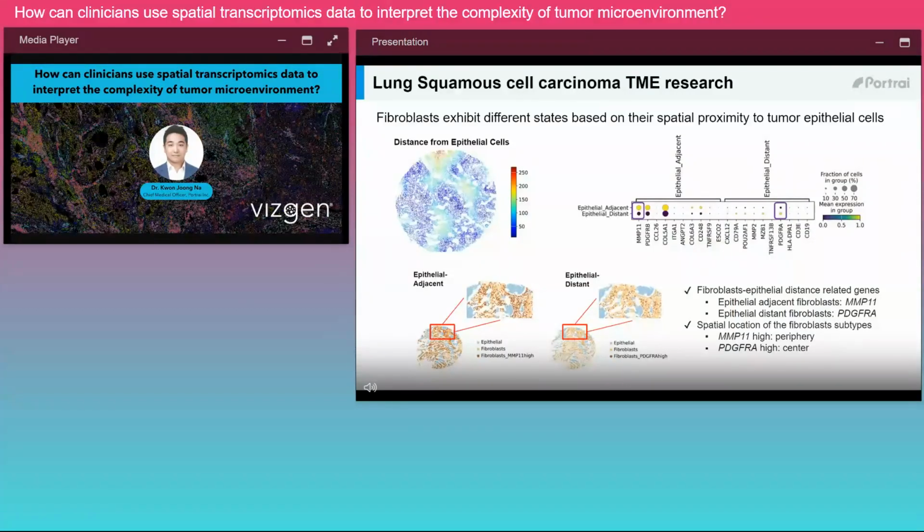And these findings were also recapitulated in the immunohistochemistry data, but I could not prepare the image for today's webinar. These findings suggest that fibroblasts in close proximity to cancer epithelial cells are in a distinct state, which could influence their function and impact on tumor progression. Understanding these spatial relationships is crucial for developing targeted therapies that address the specific roles of fibroblast subtypes within the tumor microenvironment.